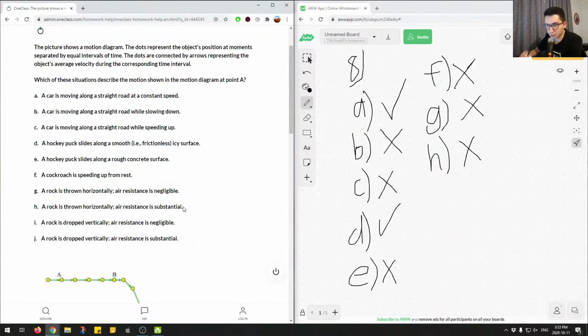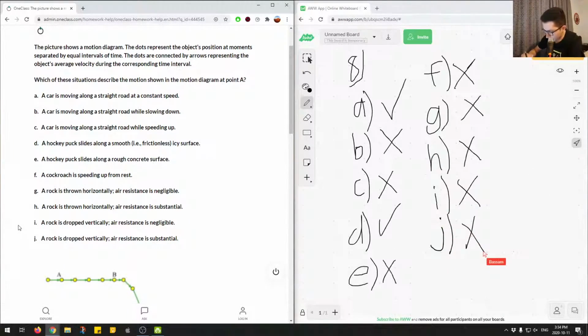So I, a rock is dropped vertically, air resistance is negligible. And then J, a rock is dropped vertically, air resistance is substantial. Whether it's dropped vertically or thrown horizontally, the force of gravity and acceleration is always happening, regardless of which direction you drop the rock or throw the rock. So in all scenarios, G through J, they will always have that force of gravity. There's always going to be that acceleration downward. So they're all incorrect, and they don't have constant velocity, so we can't mark those as true. So I is incorrect, and J does not have constant velocity.